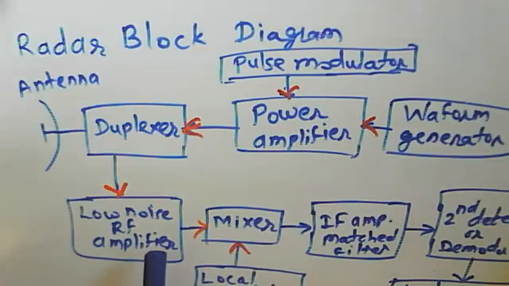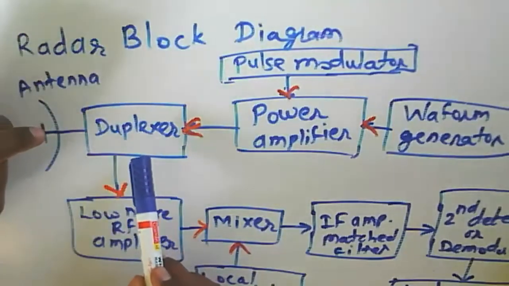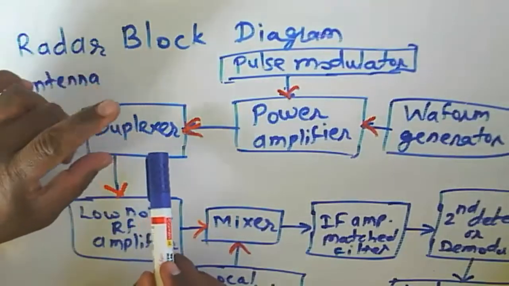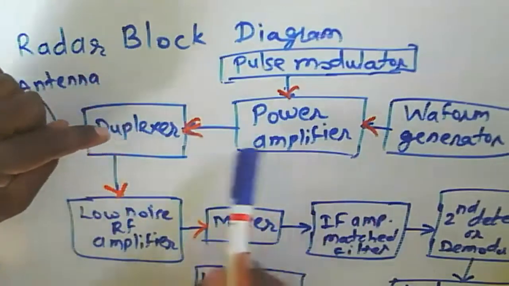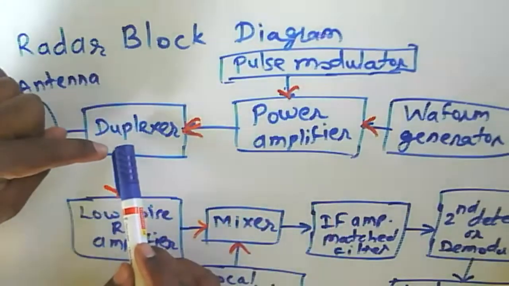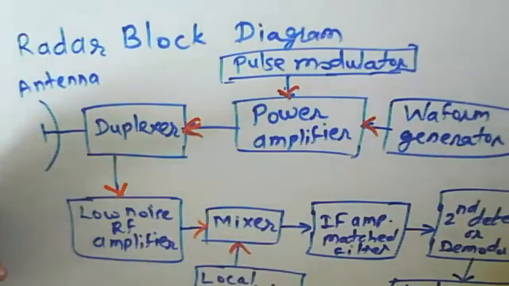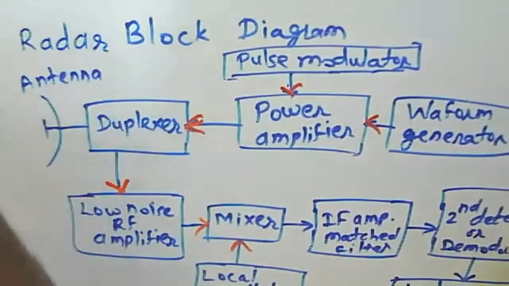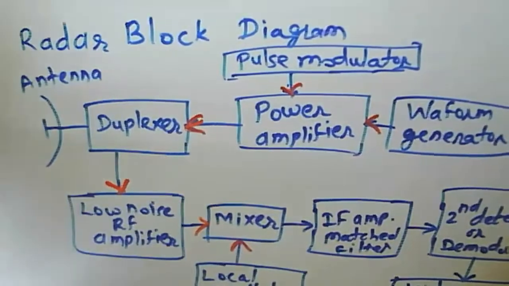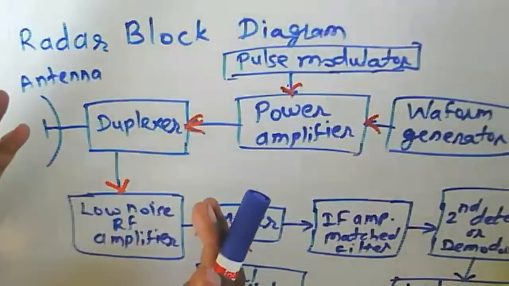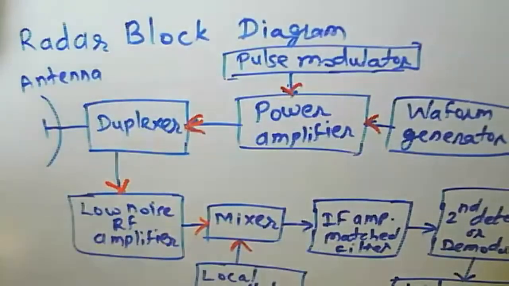The role of the duplexer is that it will be active for transmission. Whenever we transmit a pulse, and when we are receiving the pulse, that particular portion of the transmitter will be off. So we will continue here. Now, this duplexer role is just for separating the transmitter and receiver.